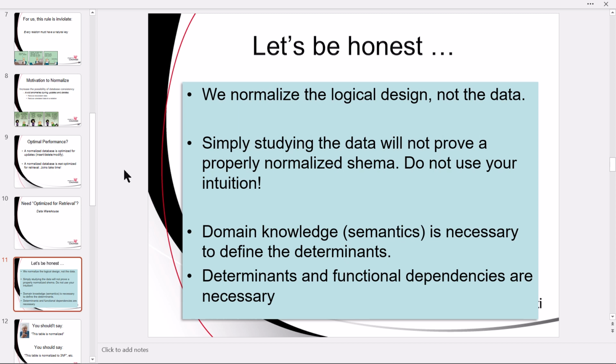A couple very important things. We don't normalize data. We normalize the logical design, which is a relation. And sometimes I will refer to that relation as a schema, but that is not strictly correct. Actually, I'm going to change that right now.